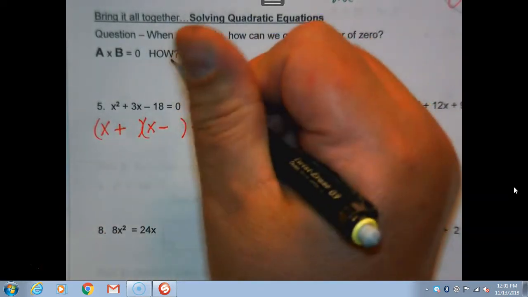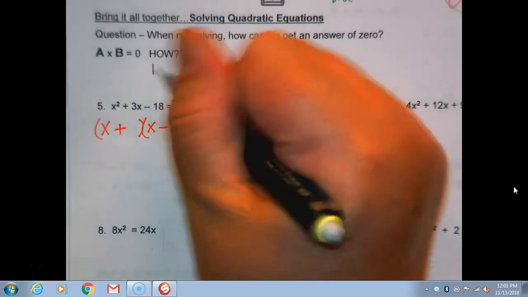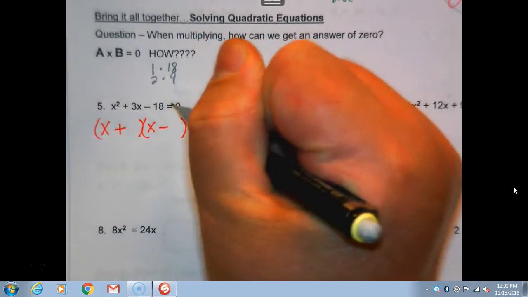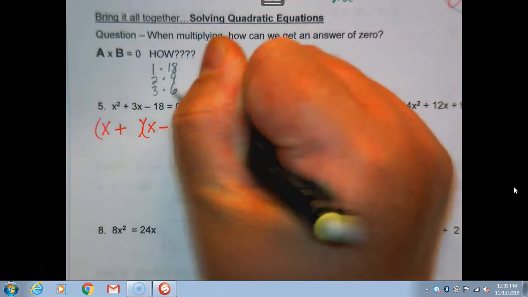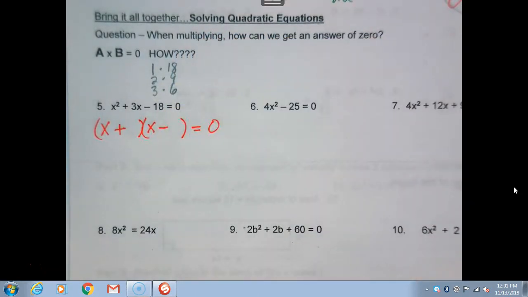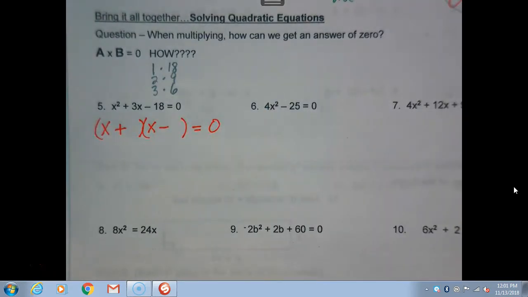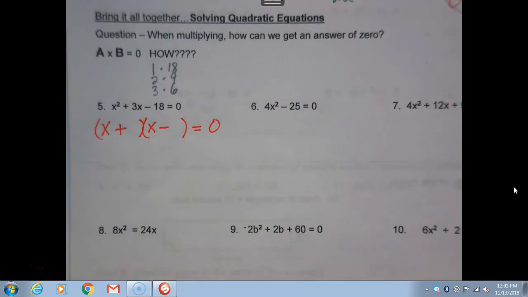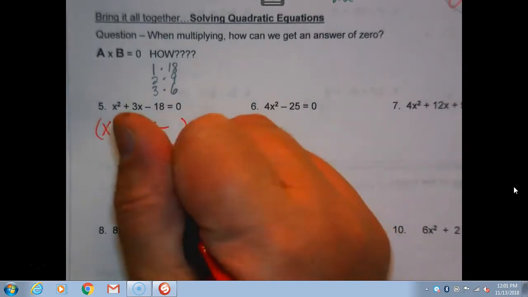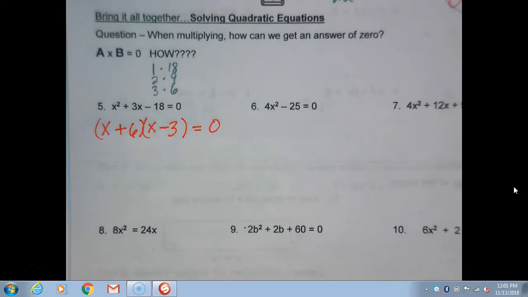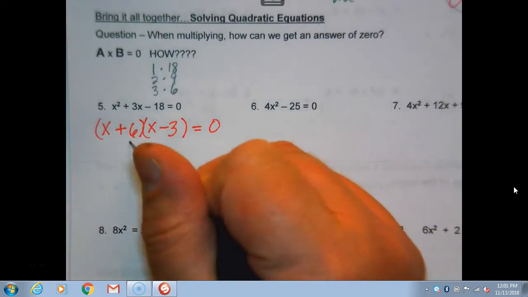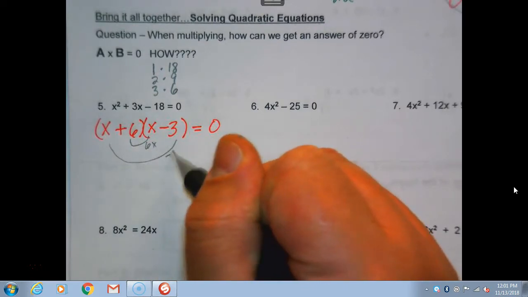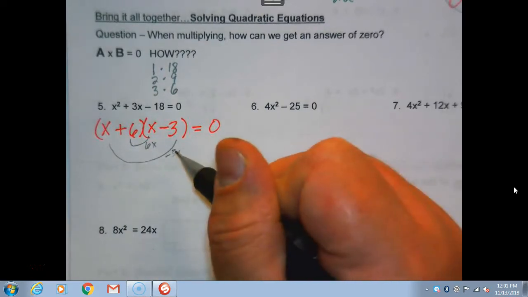See, factors of 18. 1 times 18, 2 times 9, 3 times 6. Did I get them all? Okay, what do you want to try? 3 times 6, doesn't matter which order. 6 first. And lo and behold, I get a positive 6x, negative 3x. Add those together, and I get a positive 3x.